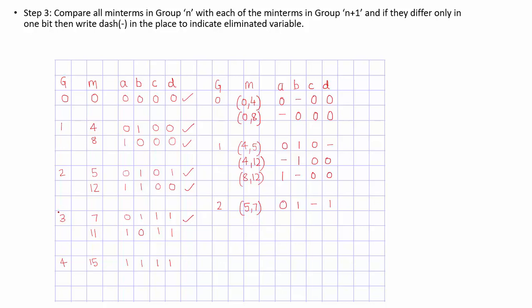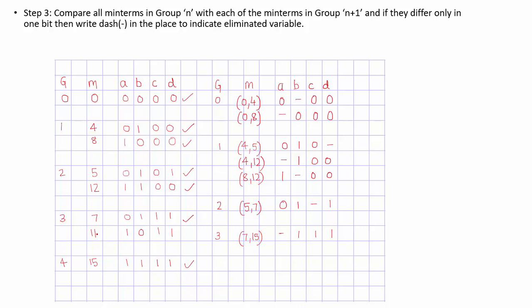Next we will compare group 3 with group 4. When you compare minterm 7 and minterm 15, you can see that BCD is 1, 1, 1 in minterm 7 and also in minterm 15. Only A is getting changed from 0 to 1. So in the third group, the first member will be 7, 15 with BCD as 1, 1, 1. And since A was getting changed from 0 to 1, you'll be writing dash in that place. And you have to put a check symbol next to 7 and 15.